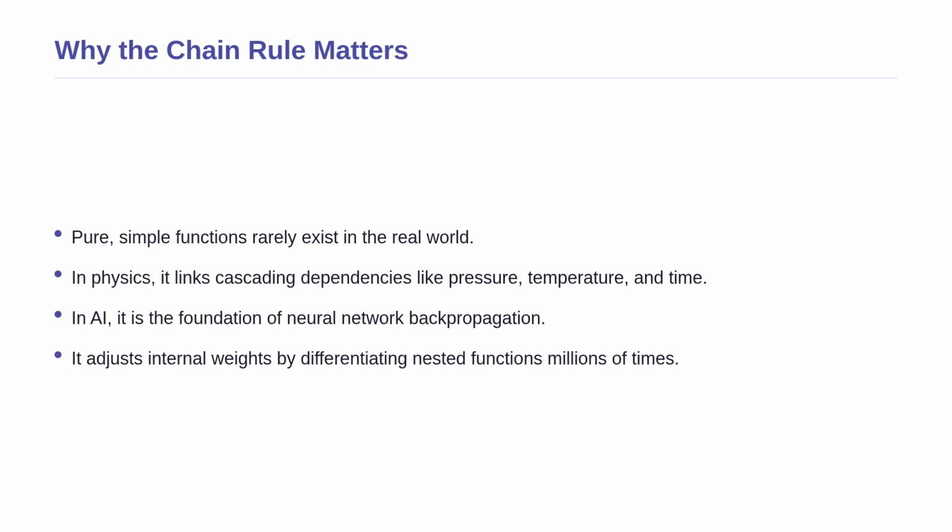This brings us to why this rule is arguably the most important rule in all of differential calculus. In the real world, pure and simple functions rarely exist. Everything is interconnected. In physics, if gas pressure depends on temperature and temperature depends on time, the chain rule links these cascading dependencies. In modern technology, it is the absolute foundation of artificial intelligence. When a neural network learns, it uses an algorithm called backpropagation. This is literally just the chain rule applied millions of times to adjust the network's internal weights. Without it, advanced engineering and computer science would grind to a halt.